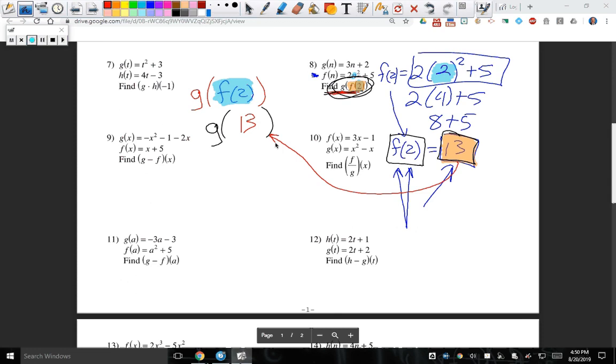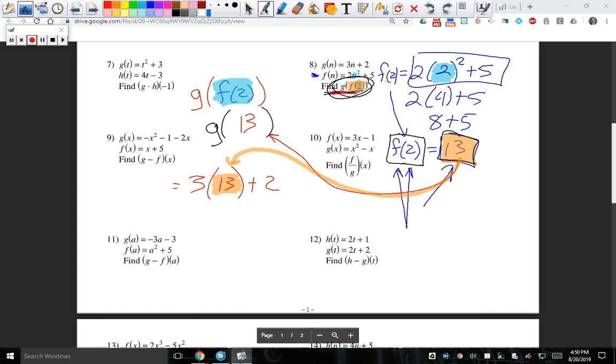So now, let's identify g. G is 3 parentheses plus 2. This is g of n. Okay? And what we're looking for is g of 13. So that means we're going to put this 13 right here. Okay, the 13 that we got as an answer, we're going to plug in where our input variable goes here. Okay, so let's erase this because I don't want that to confuse you. It's just saying it's the next step.